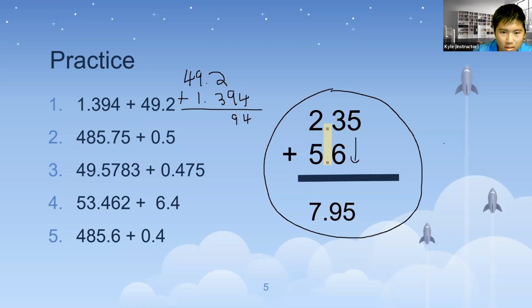So now just pull these down because they're not being added by anything, and then 2 plus 3 is 5. And a point here, we have 0 and then 5. So the first answer is 50.594, or 50 and 594.